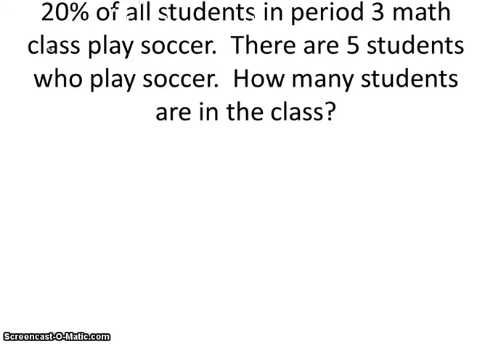Remember in our last unit when we looked at this problem: 20% of all students in period 3 math class play soccer. There are 5 students who play soccer. How many students are in the class? In this problem, we're given 2 very important pieces of information. The percent of the students who play soccer, 20%, and the number of students who play soccer, 5 students. I can use this information to set up a proportion. Remember, percent means out of 100. So, 20% written as a ratio would be 20 over 100.